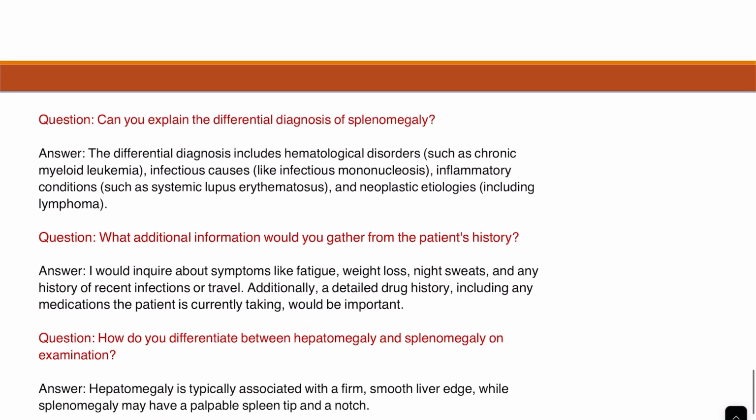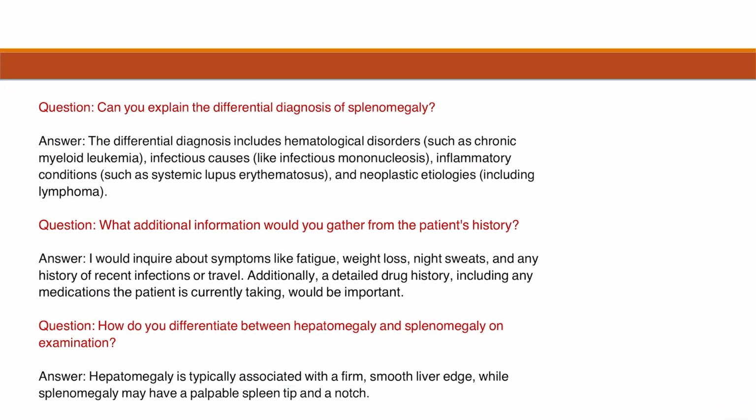Some of the important questions which you may come across in a case of splenomegaly: can you explain the differential diagnosis of splenomegaly? We have done it before. This is a very common question. So make note of it and try to memorize it. And when the examiner asks, be systematic and, especially important, as I told you, divide into different categories. So differential diagnosis here I've written very briefly: hematological disorders like CML, infectious causes like infectious mononucleosis, inflammatory conditions such as SLE, or neoplastic etiologies including lymphomas. So these four categories are enough.